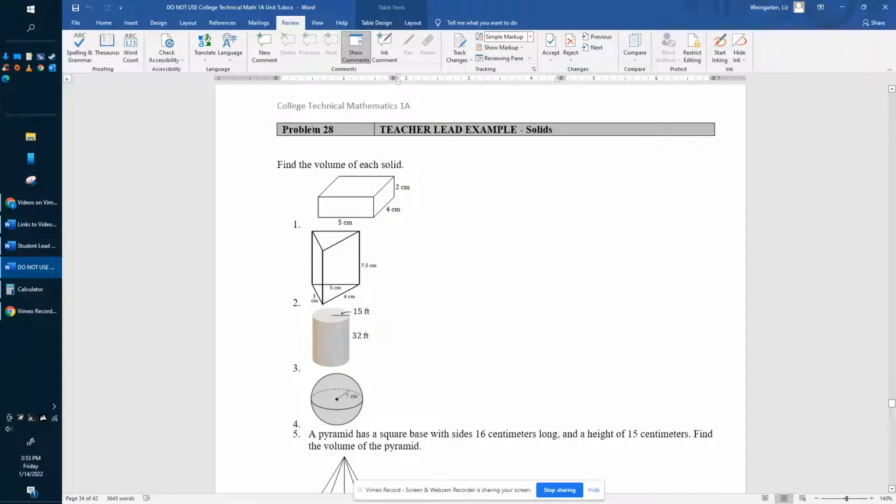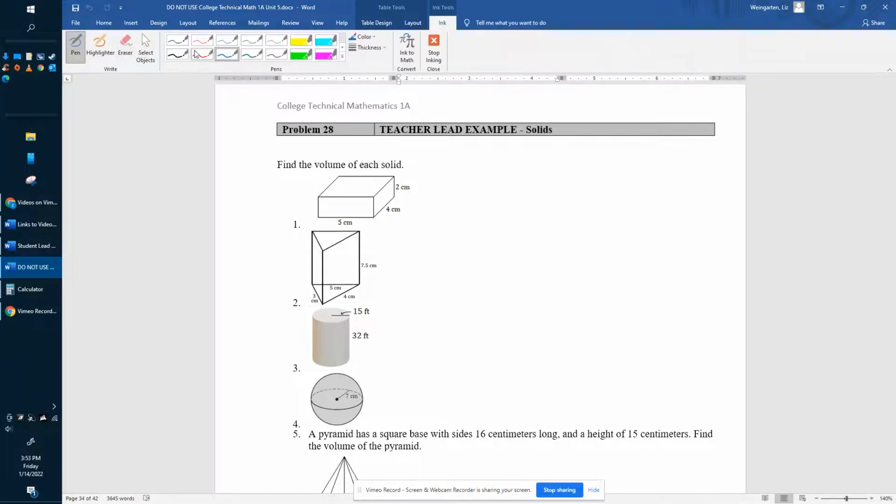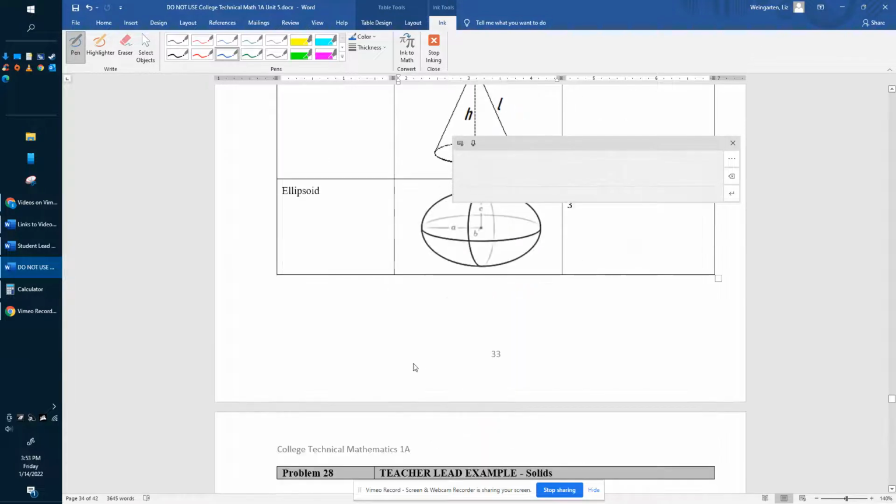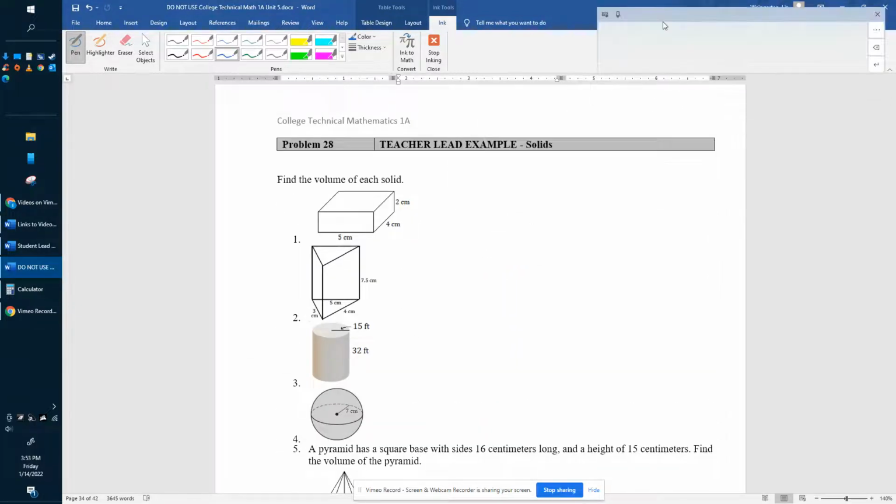Let's go ahead and find the volume of each of these solids. So the volume of a rectangular prism is base times height. So the area of the base is 5 times 4. 5 times 4 is the area of the base times the height, which is 2. 5 times 4 is 20, times 2 is 40 centimeters cubed.